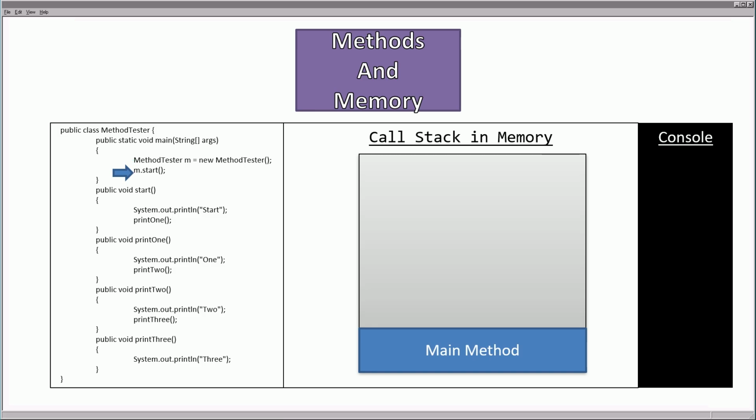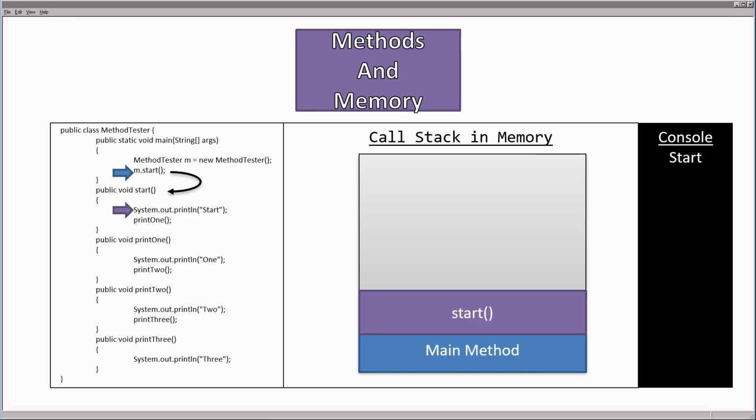Now we jump to this statement. Notice m.start. This is going to call the start method that is written inside of this class. So once again, the start method is pushed on top of this call stack, and so you can think of it as jumping to right here. Now this starts running the code inside of that method. So we start here, and if you notice System.out.println start, it prints start to the console.